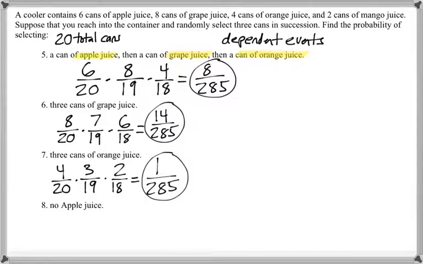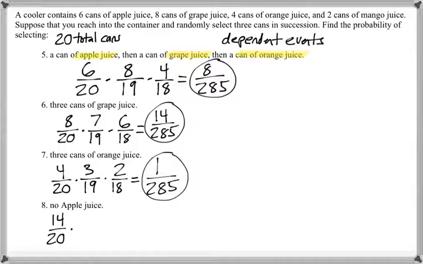Number 8 says no apple juice. So there are 6 cans of apple juice, which means there are 14 cans that are not apple juice. So that's the grape juice, the orange juice, and the mango juice. So we have a 14 out of 20 chance of selecting a can that's not apple juice.